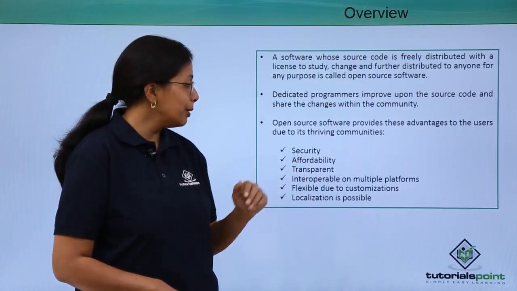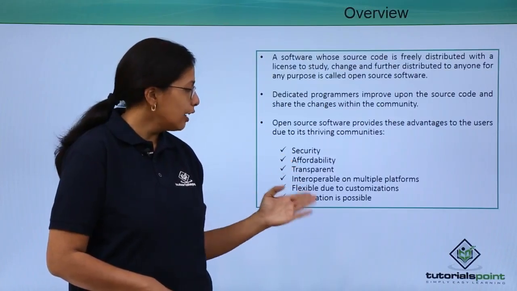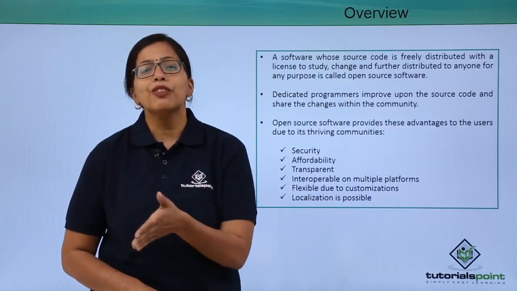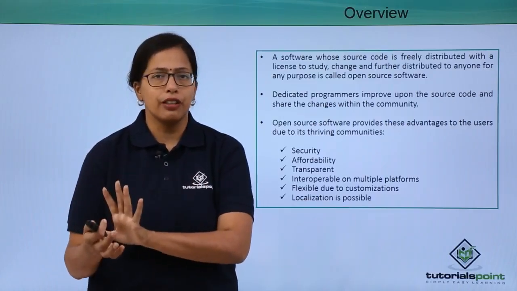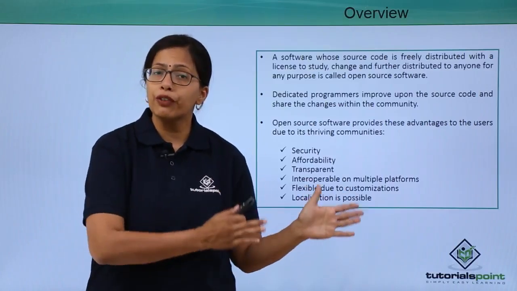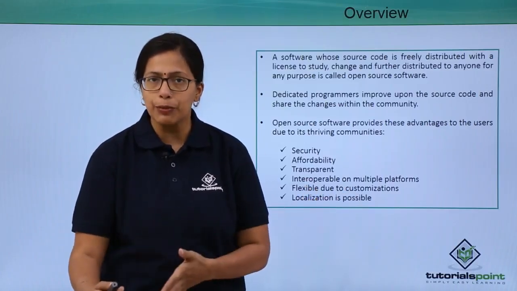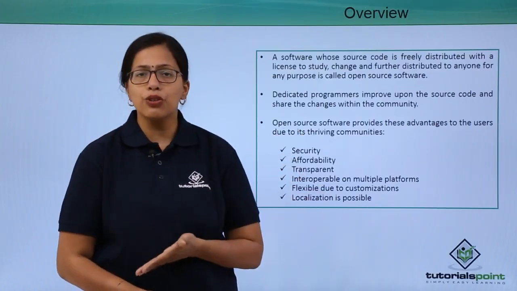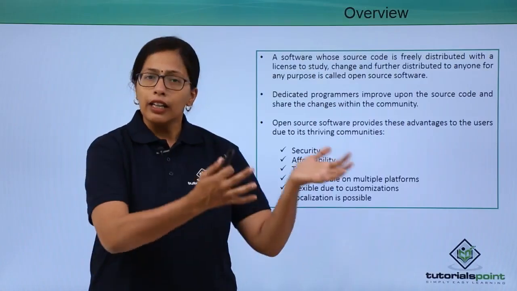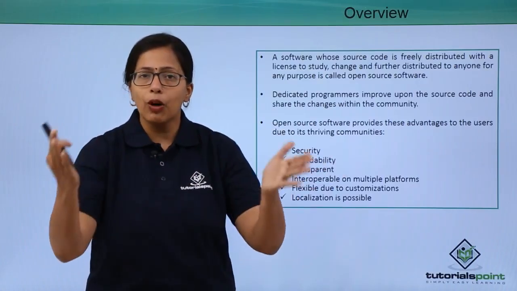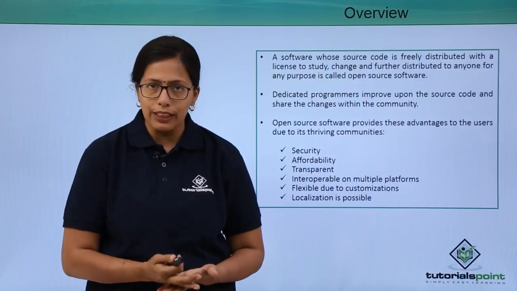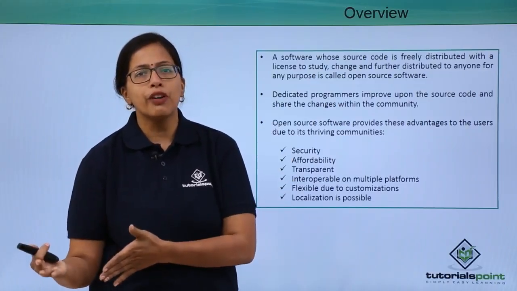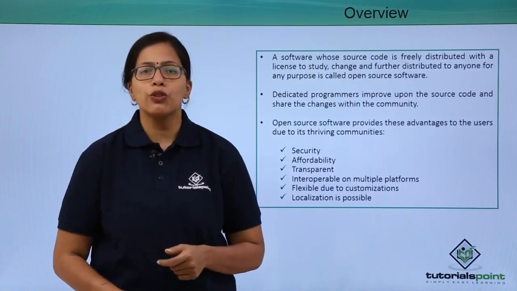transparency, interoperability, flexibility and localization. What it essentially means is that if you are someone who wants to develop a software but you cannot afford to do it from scratch, you do not have the time, you do not have the expertise, you do not have that much money to invest, you can take an open source software that is related to it and then you can just develop or customize it according to your own needs, make it that much more flexible, and then you can use it further. So that is what an open source software is.